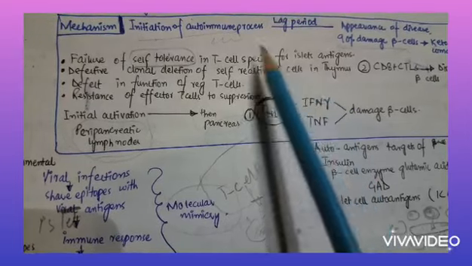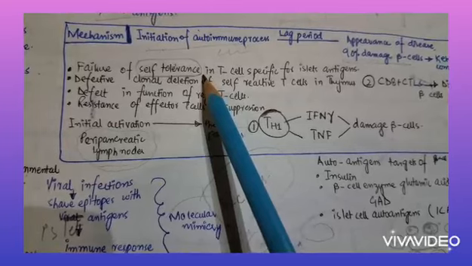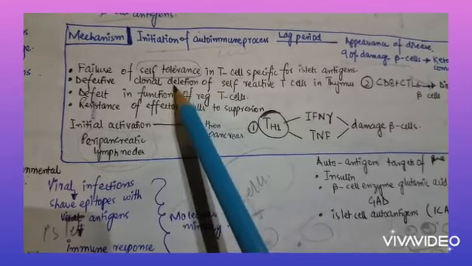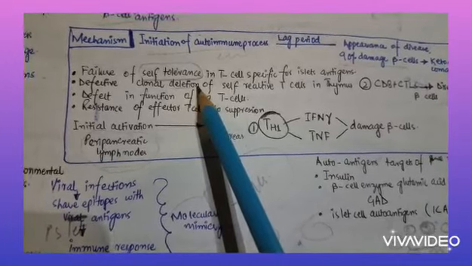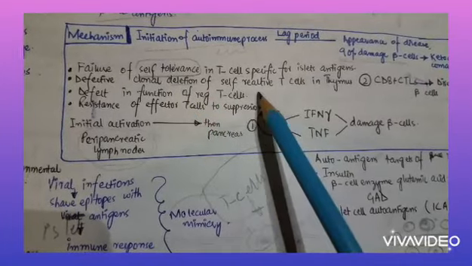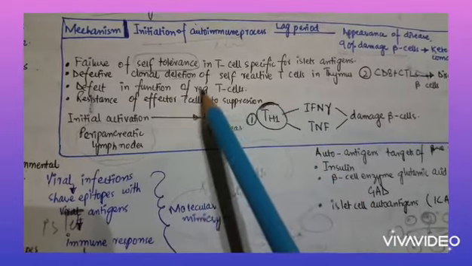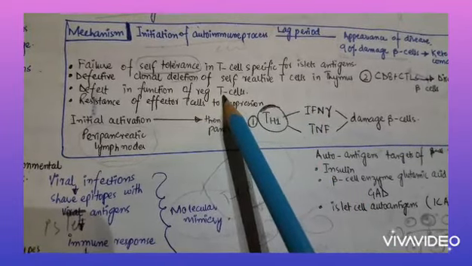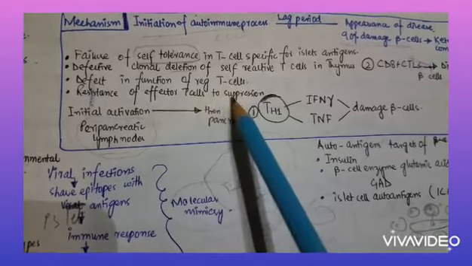Suppose T cells haven't developed self-tolerance toward the autoantigens, they should be deleted. But when there is no deletion, it results in destroying the beta cells. Defect in the function of the regulatory T cells, which control the helper T cells. Resistance of effector T cells to the suppression.